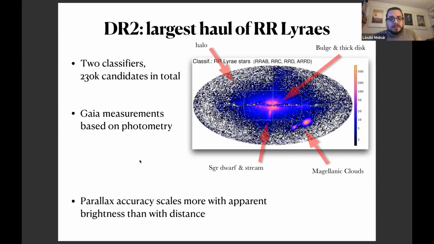What is important to know about Gaia is that the parallax accuracy actually scales with apparent brightness of the stars, or at least scales more with brightness than with actual distance. So you can measure the parallax of a brighter star at a farther distance than a faint star closer to us. So that basically gives us a practical magnitude limit where the distances and parallaxes start to become very uncertain.